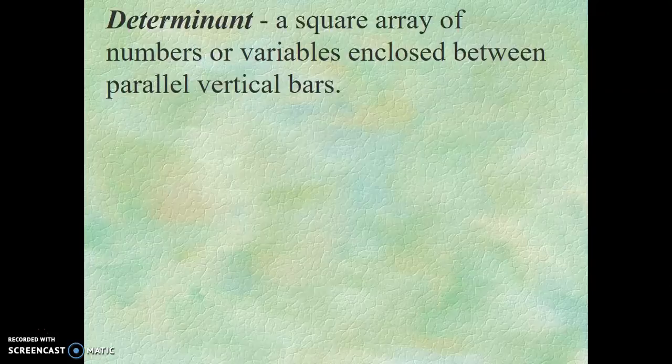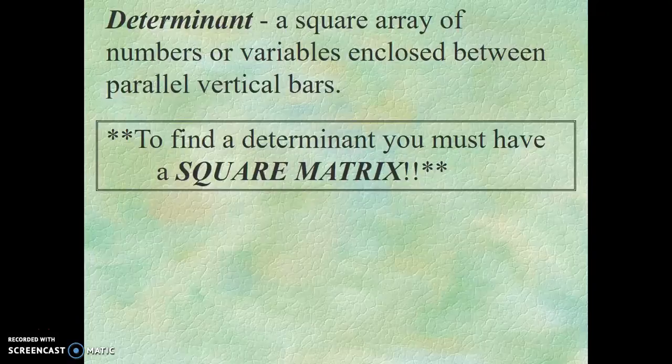Okay, so a determinant is a square array of numbers or variables enclosed between parallel vertical bars. Now remember that to find a determinant you must have a square matrix, so it needs to be like a 2 by 2, a 3 by 3, a 4 by 4, and so on. Anything else, like a 2 by 3 or 3 by 2, if it's not a square, it doesn't work.